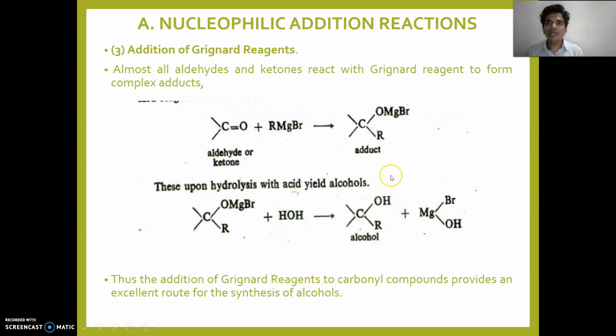Almost all aldehydes and ketones react with Grignard's reagent. It will form an adduct, or complex adduct, and this adduct will form the alcohol. Thus the addition of Grignard's reagent to a carbonyl provides an excellent route for the synthesis of alcohols.